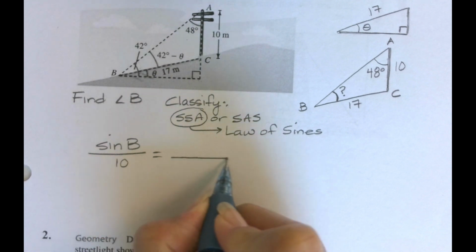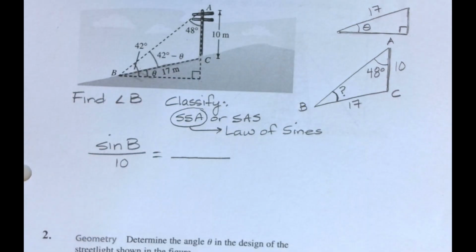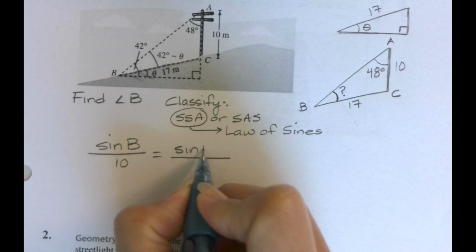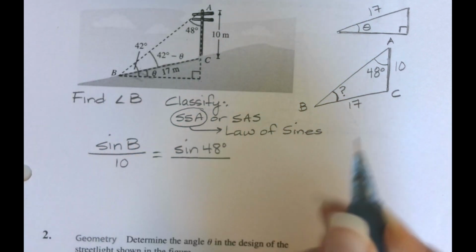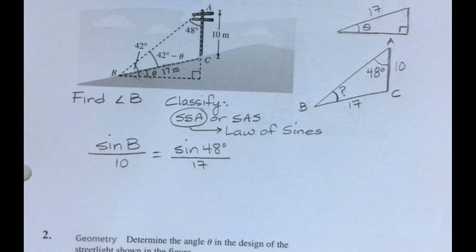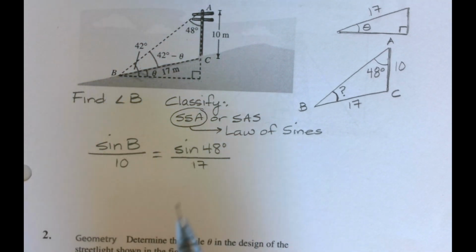Now the fraction here on the right side of the equal sign is always the pair that we do know. So what do we put? Sine 48 over 17. Yep, which is sine A. You're correct, Zach, over 17, right? So we are looking for capital B. So we put that first in our numerator. So sine of capital B over 10 equals what we know.